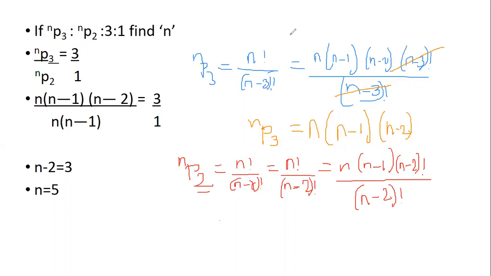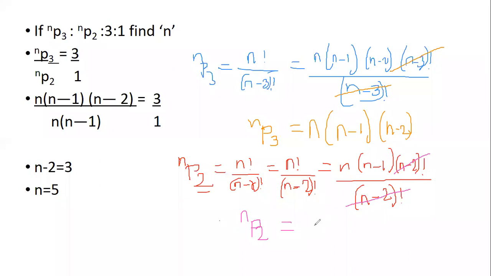Now if you see, you have n minus 2 factorial here, and again n minus 2 factorial here, which I can cancel. When it is in the numerator and denominator, I can cancel. If both are in the numerator, I cannot do it. If both are in the denominator also, I cannot do it. If it's on the opposite side, one in the numerator and the other in the denominator, I can cancel them. Clear? So what will be my expression for NP2?